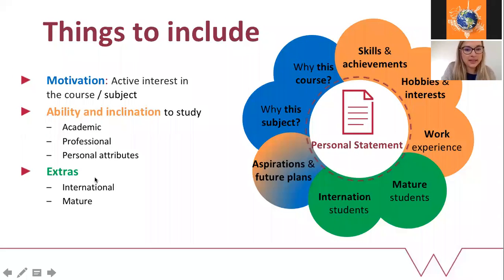Extras are things like a little bit of a twist on your application. So are you a mature student? Why have you decided, after a career break, to go back into education? Or are you an international student? Sorry, you can't really see it here, but it says international student. I'll change that slide later.